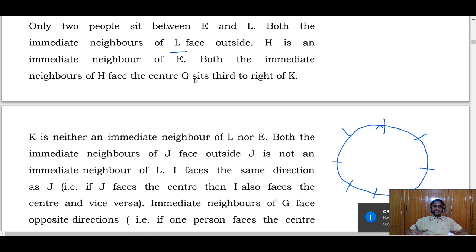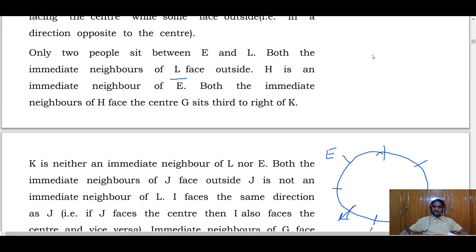Both the immediate neighbors of L face outside. If L is here, the immediate neighbors of L are here, and these two persons are facing outside. Only two people between E and L. L is here, 1, 2, E can be here. There is one possibility. Out of these 8 persons, 1 to 8, L is here, and E is here.